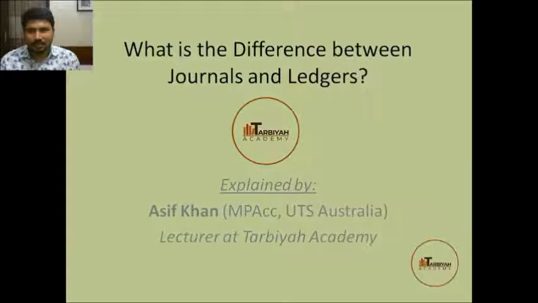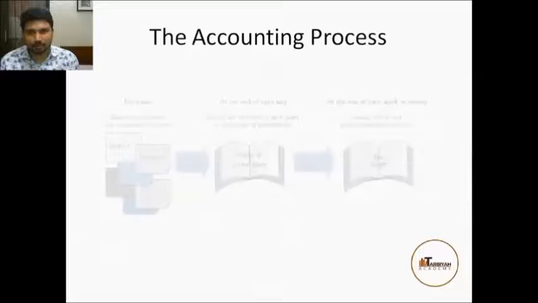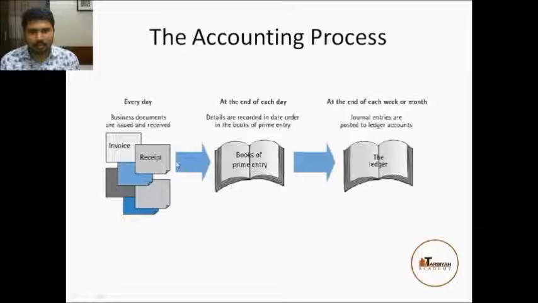The reason why many students have confusion regarding journals and ledgers is that their understanding of the basic accounting principle or process is not very clear. So that's what I'm going to start with. If we look at the accounting process, it always starts with invoice and receipt. By the way, this is not the entire accounting process, because we are not talking about the trial balance and financial statements. We're going to focus on just the first three steps. So getting an invoice or receipt is the very first step of the accounting process.